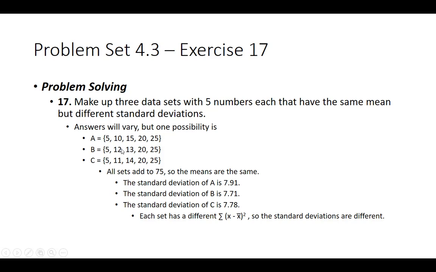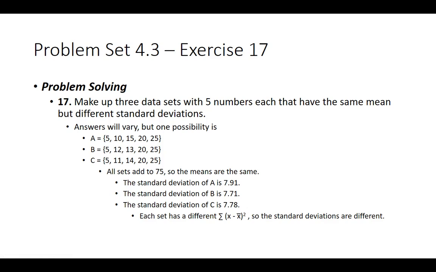So the second and third add up to 25. Everything else is the same. That means each of these sets adds up to 75. They all have 5 numbers each. So the means are all the same. But the standard deviations for both are different. I'm not going to show the calculations, but the standard deviation of A was 7.91. The standard deviation of B was 7.71. And the standard deviation of C was 7.78.